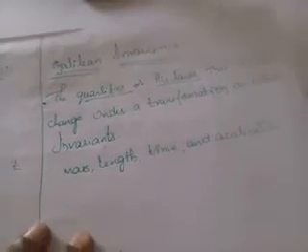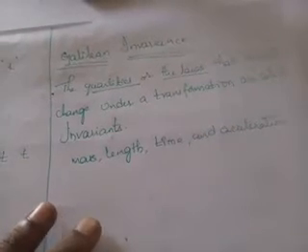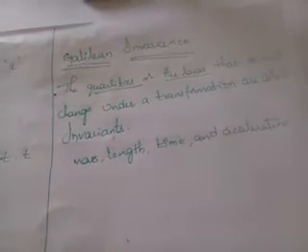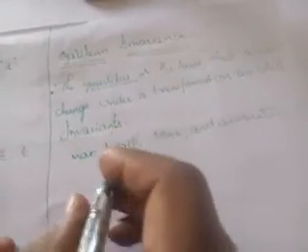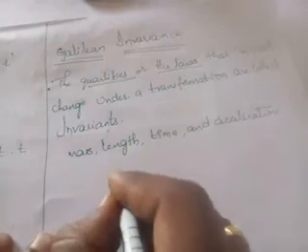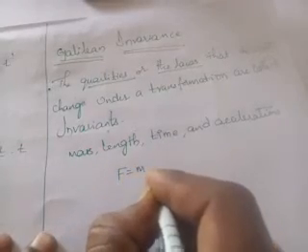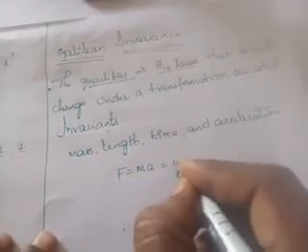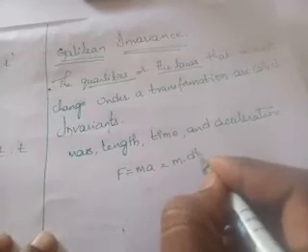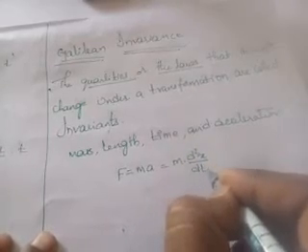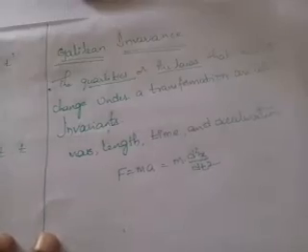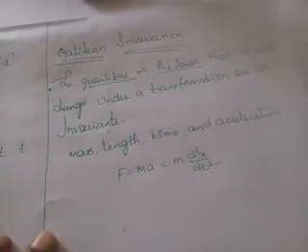Now let us see one law. Let us take Newton's laws. Newton's laws are invariant. So first let us take Newton's second law. What is Newton's second law? F equal to ma, generally we write. This can also be written as m into d square x by dt square, right?